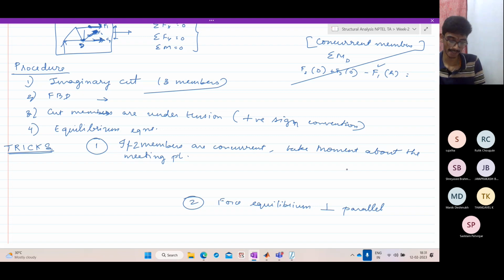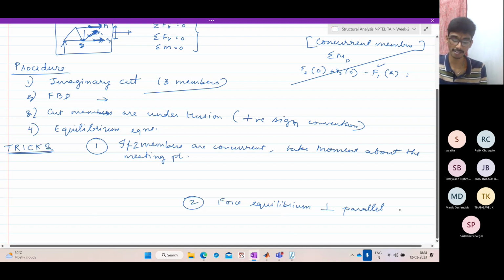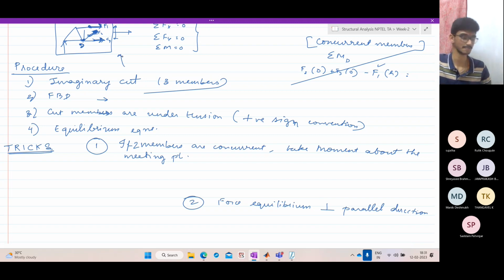So yeah, that is clear. The procedure is simple. How do you make it faster? For that, you have two tricks. One, if two members are concurrent at a point, then take moment equilibrium about that point so that you will get the third force directly. And the second trick is, if two members are parallel, then take force equilibrium perpendicular to the parallel direction. That is, in this case, these two are horizontal, so take vertical force equilibrium.